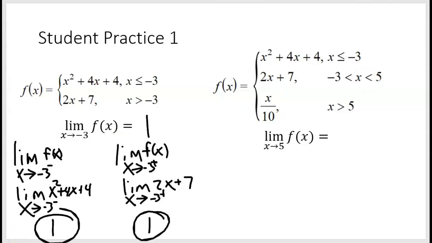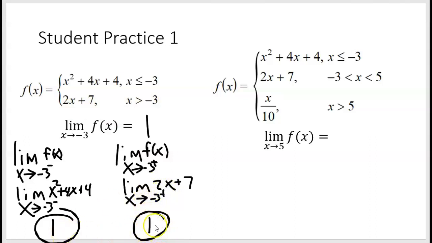So the final answer to this one is 1. The limit did exist. So we need to find the limit from the left and the limit from the right. For the limit on the left, we're going to use the piece that is associated with x is less than or equal to negative 3. So we're going to be plugging negative 3 into x squared plus 4x plus 4, which would give me 1. And then when we're approaching negative 3 from the right, we're going to use the piece that's associated with x is greater than negative 3. So we'll be using the 2x plus 7 for that side. And then we just do direct substitution, and when you plug that in, you get 1.